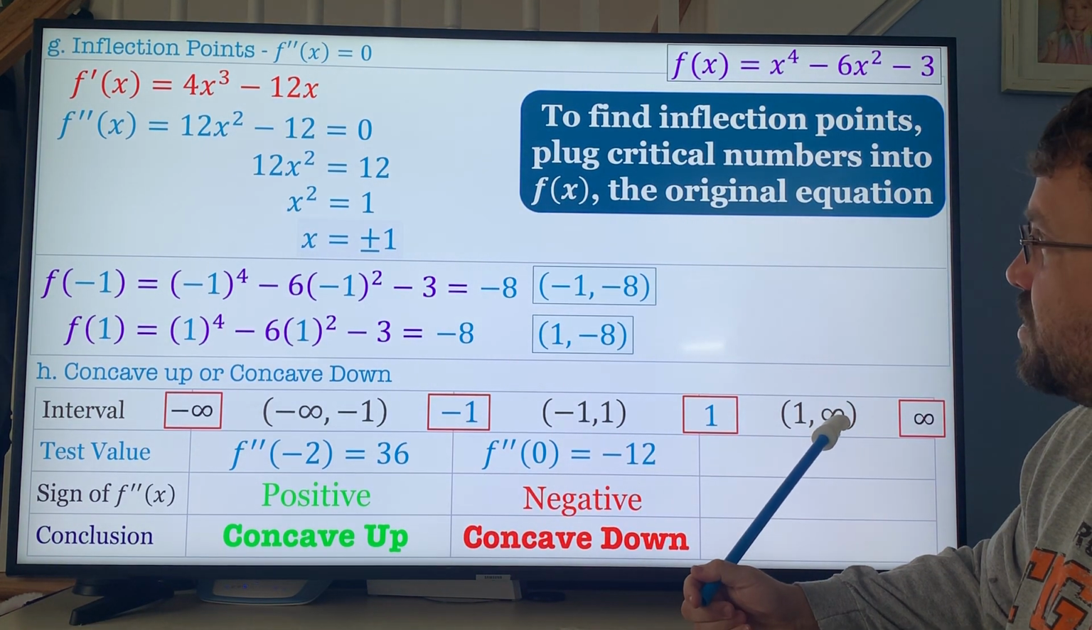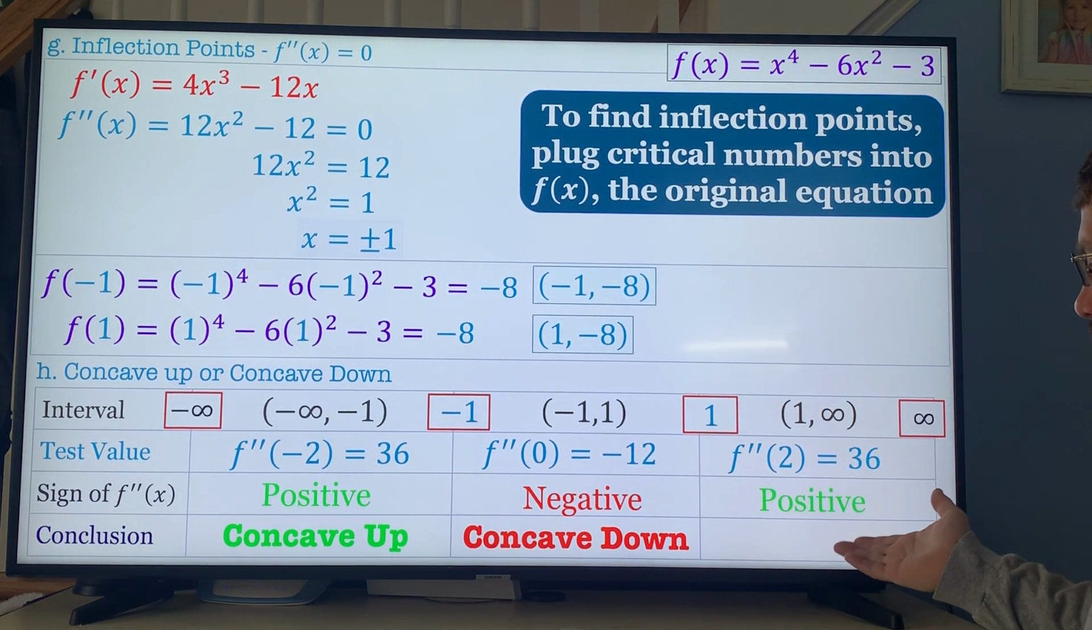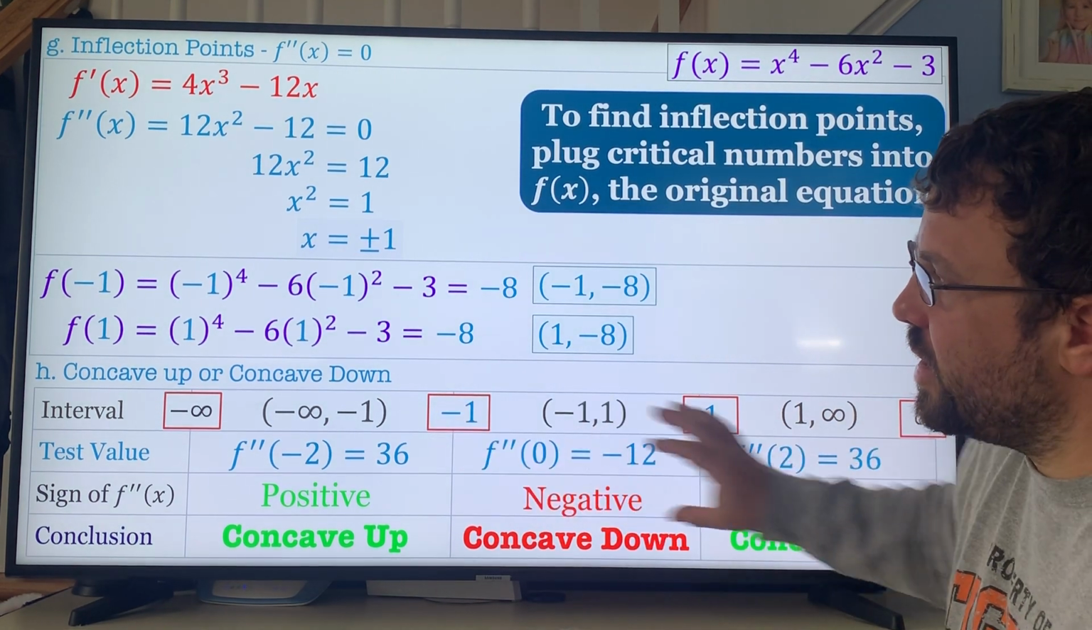And then the number between these two, I'll pick 2. 2 will yield the same answer of 36. Positive number, which is concave up. So this gives me my concavity.